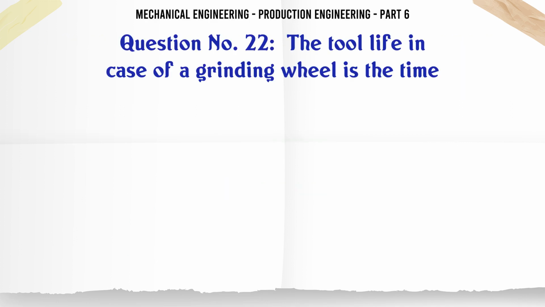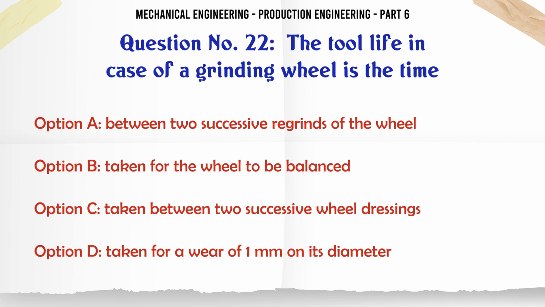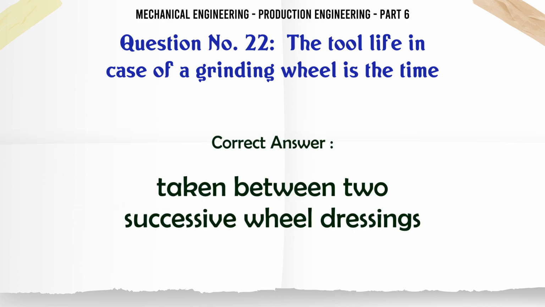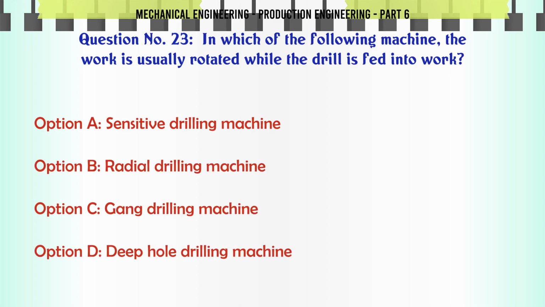The tool life in case of a grinding wheel is the time A. Between two successive regrinds of the wheel. B. Taken for the wheel to be balanced. C. Taken between two successive wheel dressings. D. Taken for a wear of 1 mm on its diameter. The correct answer is taken between two successive wheel dressings. In which of the following machines is the work usually rotated while the drill is fed into work? A. Sensitive drilling machine. B. Radial drilling machine. C. Gang drilling machine. D. Deep hole drilling machine.